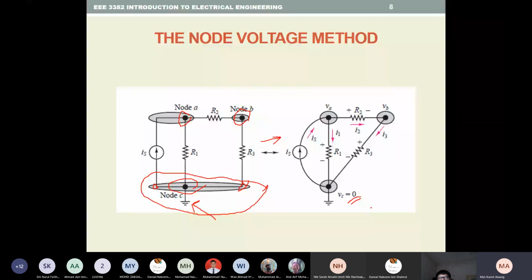So therefore, for node A, the current going in is IS because this is a current source, and going out is basically I1. I1 is equal to VA minus VC, or minus 0, so VA divided by R1. This one, VA minus VB divided by R2. And this one is VB minus 0 divided by R3. So that is the equation.